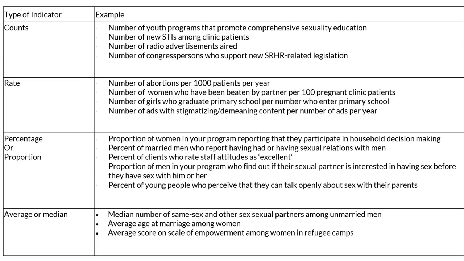So the average score of your participants, maybe after your workshop, that could be something, or the average age of the participants that participated in your workshop, or the proportion of men to women that attended your program. So these are the ways you look at your indicators. I'm talking about numerical indicators. They can be measured in counts, rates, percentages, and averages.